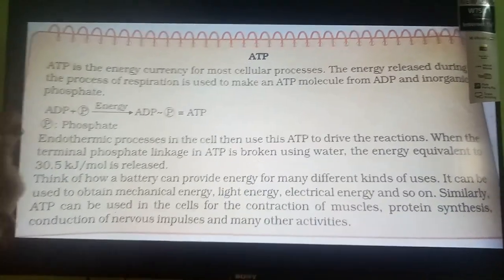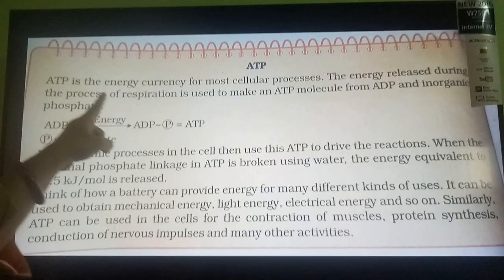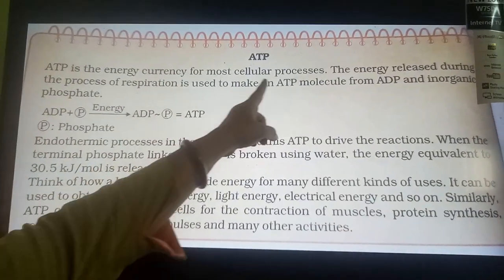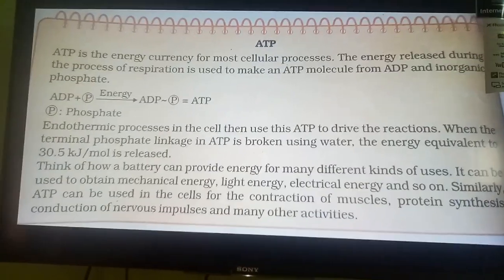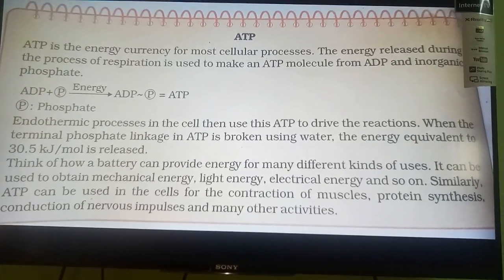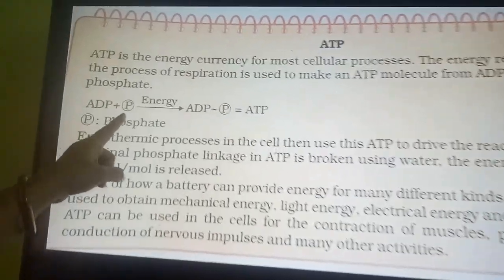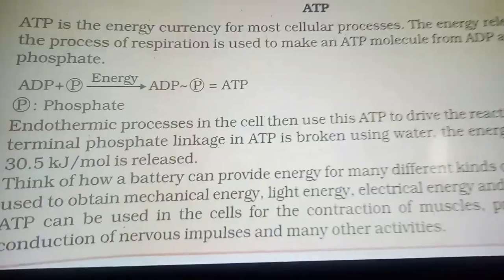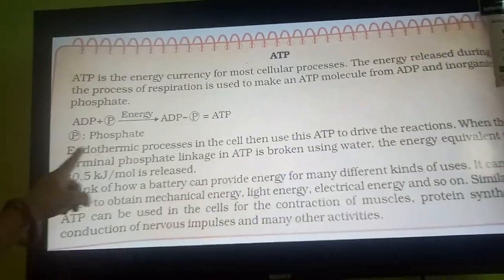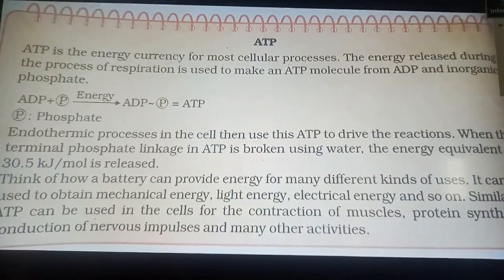So here you can see some information is also given in your book about ATP. ATP is the energy currency for most cellular processes. The energy released during the process of respiration is used to make an ATP molecule from ADP and inorganic phosphate. So ADP plus P gives us the ATP, adenosine triphosphate. Okay, P means phosphate. Endothermic processes in the cell then use this ATP to drive the reaction.